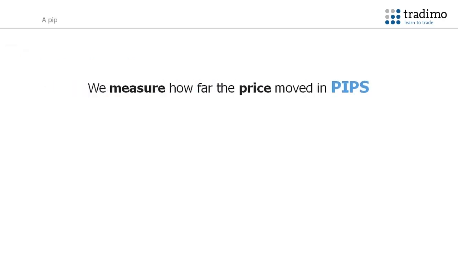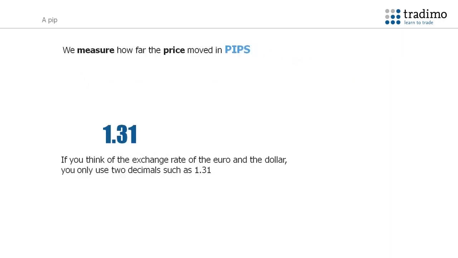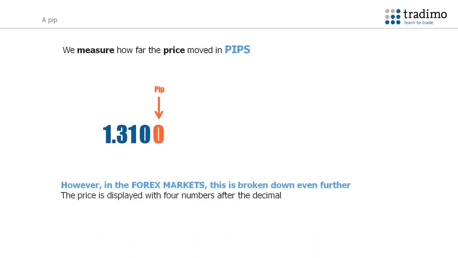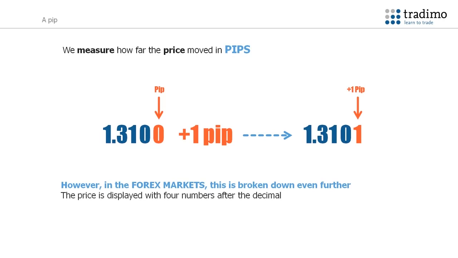You will find that we refer to pips throughout the lessons. We measure how far the price moved in pips. If you think of the exchange rate between the euro and the dollar, euro-US dollar, you only use 2 decimals, such as 1.31. However, in the Forex markets, this is broken down even further, and we observe the price as 1.3100. The last number, the last zero, is the pip. If the value of that currency pair moves from 1.3100 to 1.3101, it has moved by a single pip.